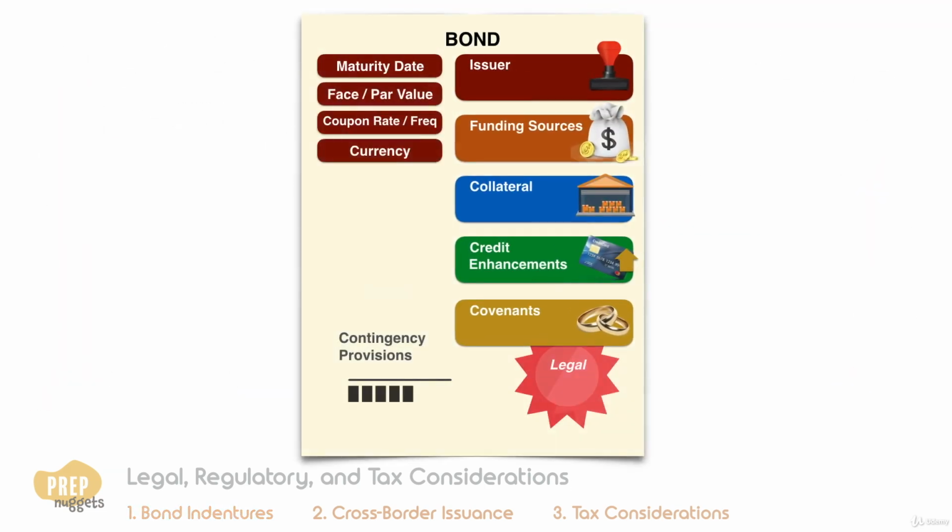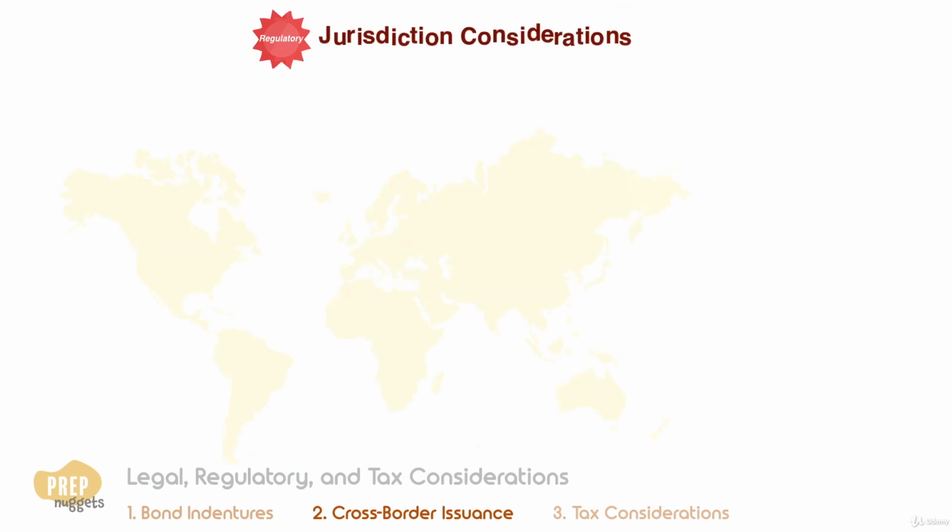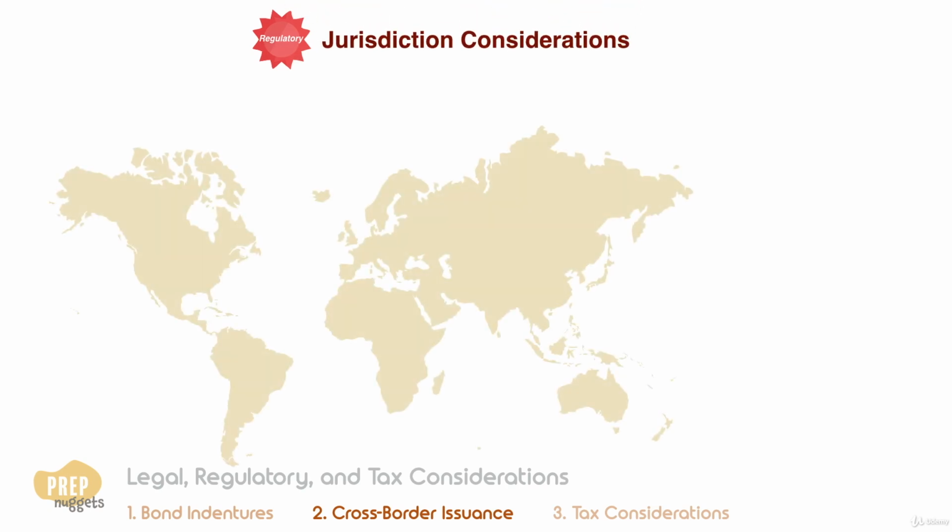So, we now have a clearer idea of the major sections of a bond indenture and the legal considerations of a bond. Let's move on to the regulatory requirements. The applicable regulatory requirements depend on where the bond is issued and traded. Let's review how bonds can be issued globally to help us understand the applicability of requirements of different jurisdictions.